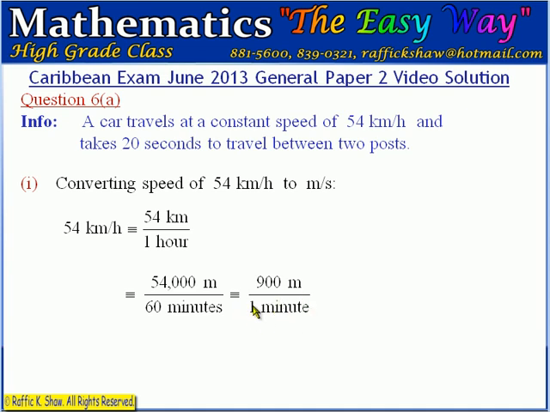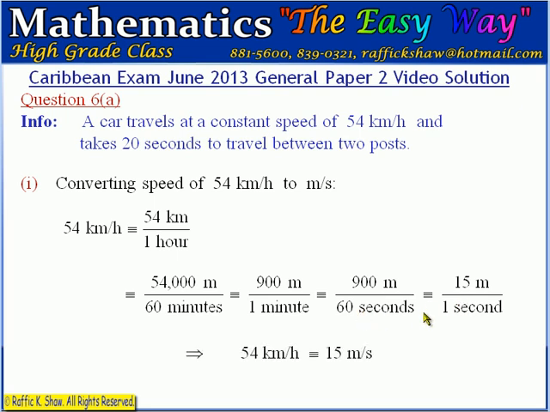Now we need to convert this 1 minute to seconds. 1 minute is 60 seconds. And so this speed is the same as going 900 meters in 60 seconds. 900 meters divided by 60 seconds will give us our speed in meters per second. Firstly, we can divide the 900 by 60, and that reduces to 15 meters in 1 second. If you go 15 meters in 1 second, you're going at a speed of 15 meters per second. Therefore, 54 kilometers per hour is the same as 15 meters per second.